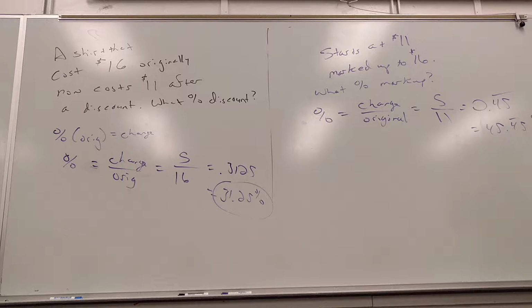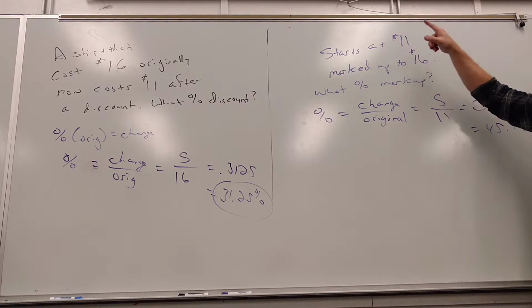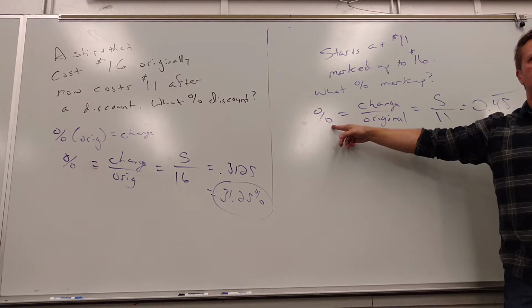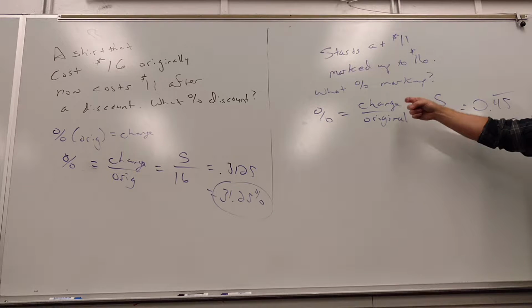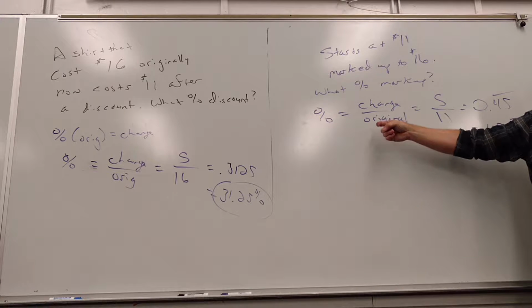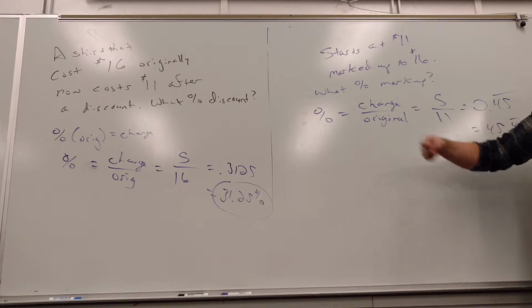It depends on what it's of. That's why the bottom changes, because it's dependent on where it started. So the percent change, the percent that something changes, is how much it changed by divided by where it started. Because that's what it's based on, where it started.